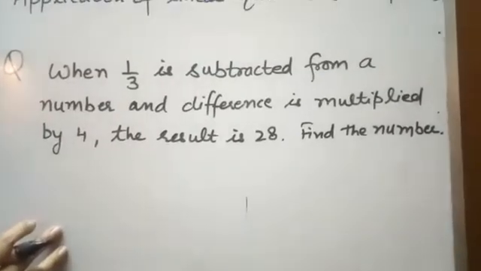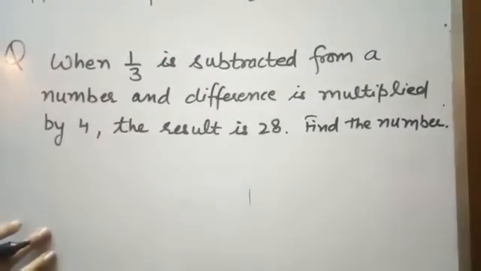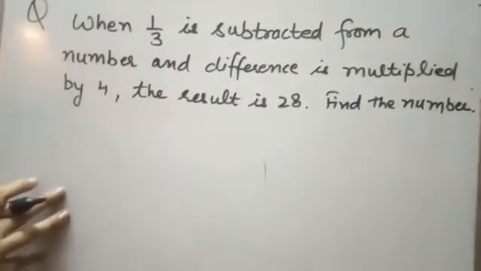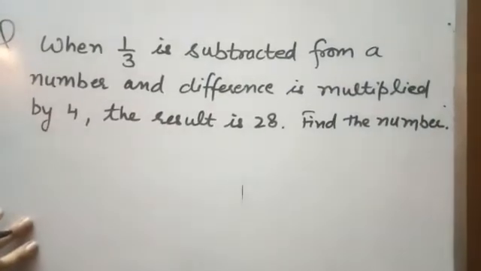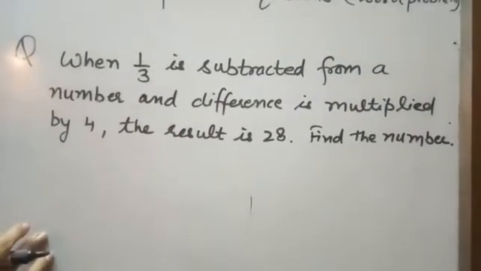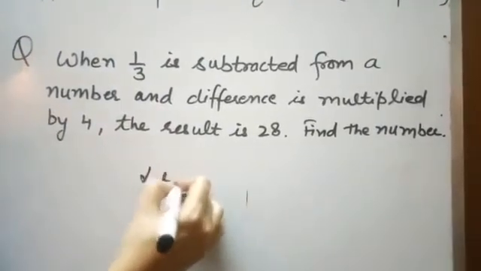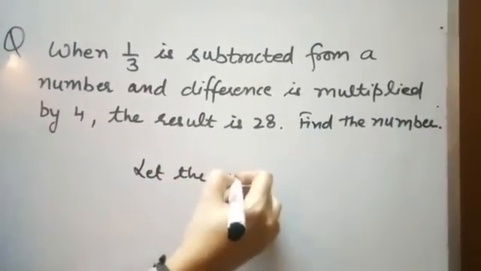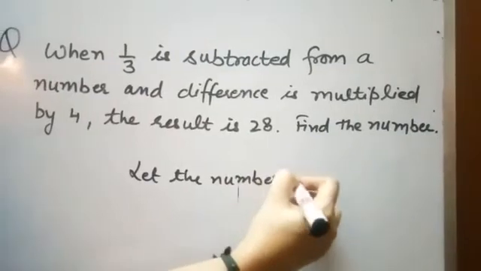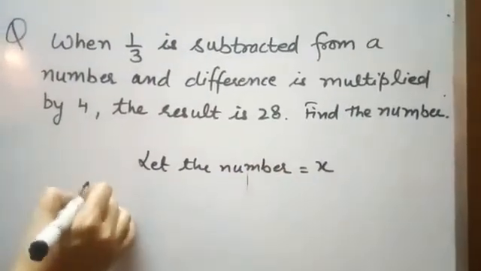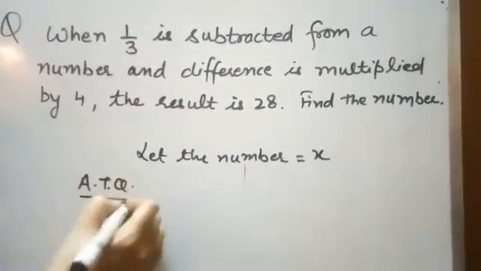Now the next question. When 1 by 3 is subtracted from a number and the difference is multiplied by 4, the result is 28. You have to find the number. Now to form the ATQ, first of all we have to assume, let the number be x. Now ATQ, a very simple question.